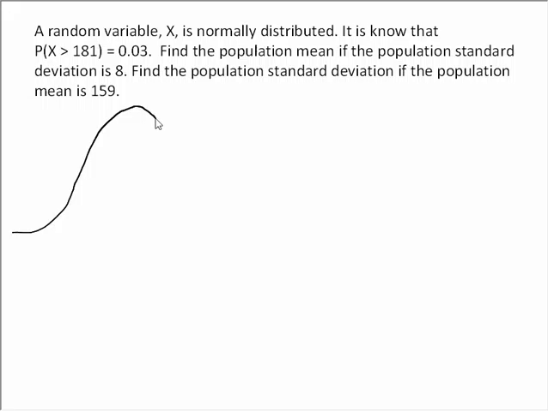Start the same way I start every one of these. All right, we've got a mean. And what is it in the first problem? We don't know. It's what we're looking for. A population mean. If the population standard deviation is 8, good. And we know the probability of this random variable x being greater than 181 is 0.03.